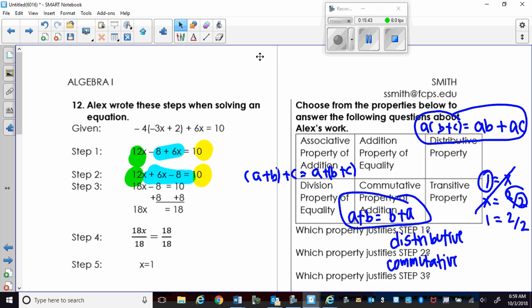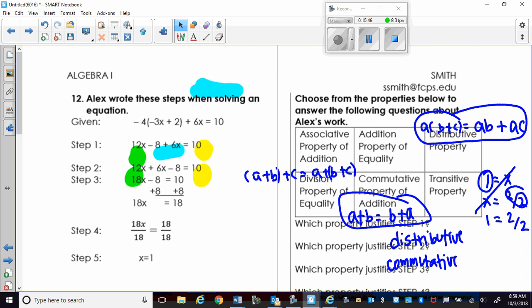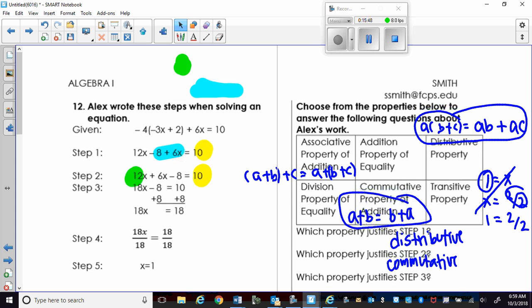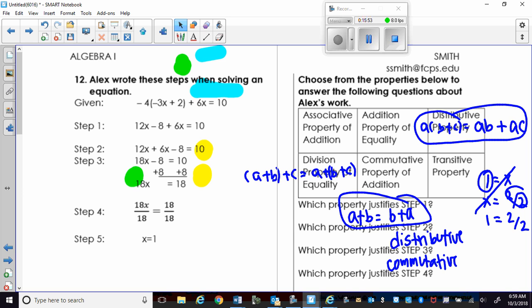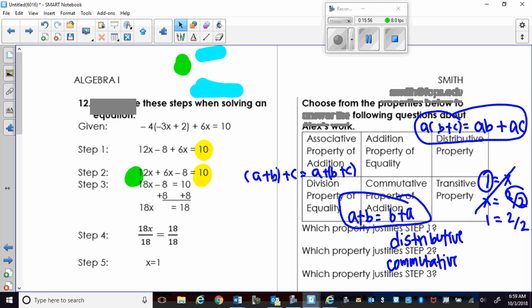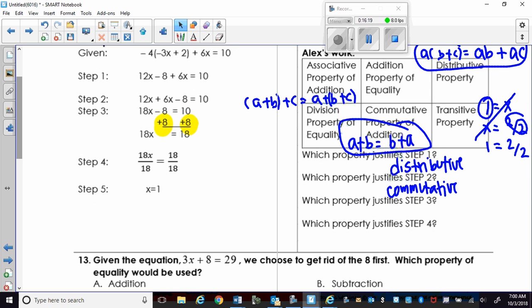Step 3, either something has changed or they're doing something in that step. What they're doing in the step that justifies what happened is they're adding 8 on both sides. This is the addition property. It's a good example of the addition property of equality.